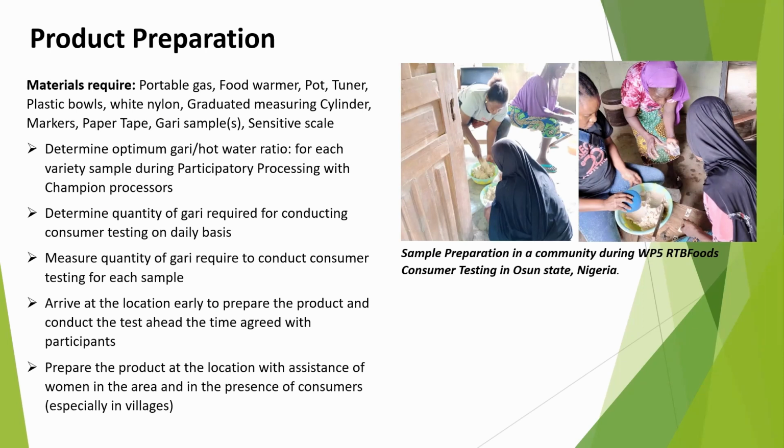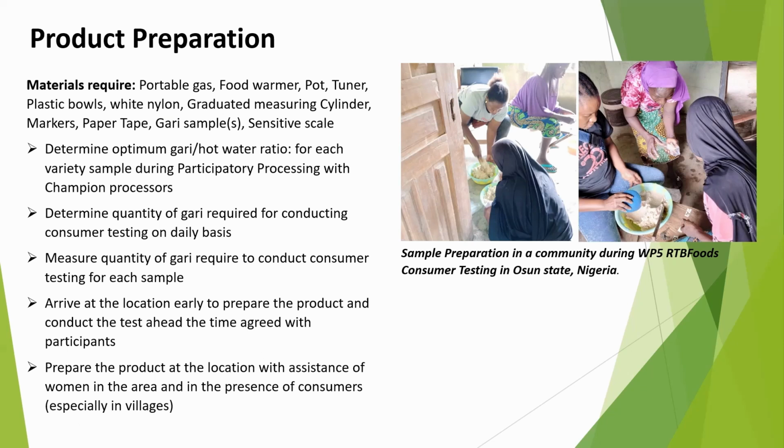To prepare the products, we need certain materials which include portable gas, food warmer, measuring cylinders, sensitive scale, and some others listed there. When we are working with the sample processor during particular processing, we have determined the optimum quantity of hot water ratio with gari. So we are giving each product the ability to express itself. We measure the quantity of gari we need on a daily basis as we are going to the field.